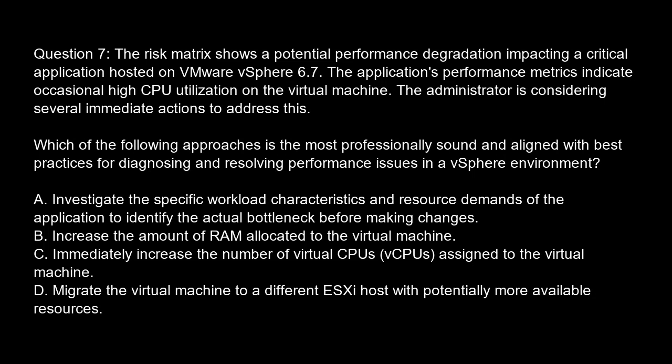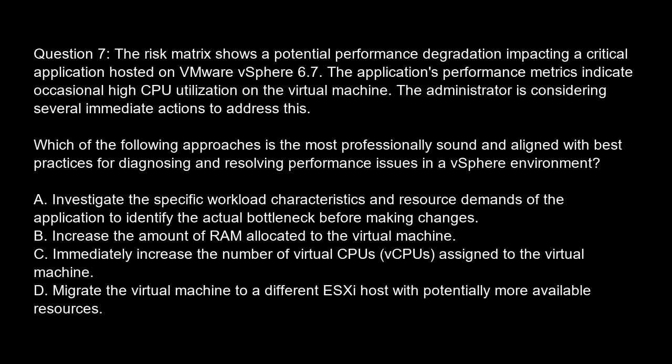Question 7. The risk matrix shows a potential performance degradation impacting a critical application hosted on VMware vSphere 6.7. The application's performance metrics indicate occasional high CPU utilization on the virtual machine. The administrator is considering several immediate actions to address this. Which of the following approaches is the most professionally sound and aligned with best practices for diagnosing and resolving performance issues in a vSphere environment?